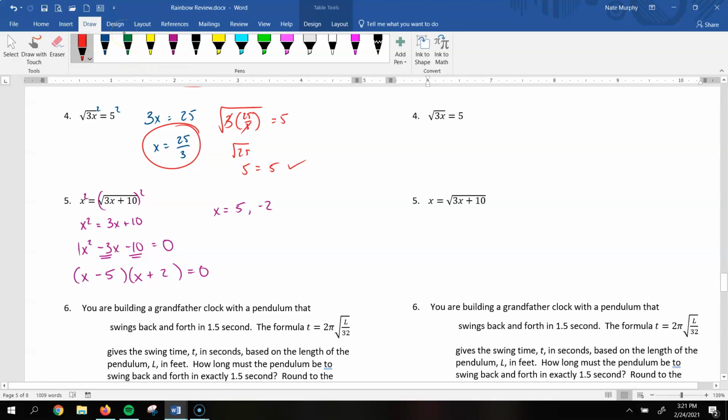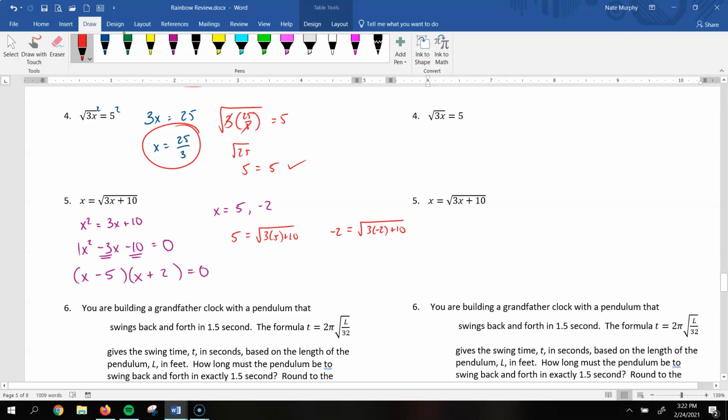So for the first one, again, when we check these, we're checking them with the original equation. So before we did anything to it. So if I go back to the original, I would have 5 equals the square root of 3 times 5 plus 10. So we want to see if that's true. And then we're going to see if -2 equals the square root of 3 times -2 plus 10. So we're going to check both of these to see if they work.